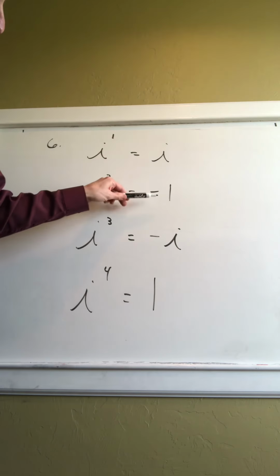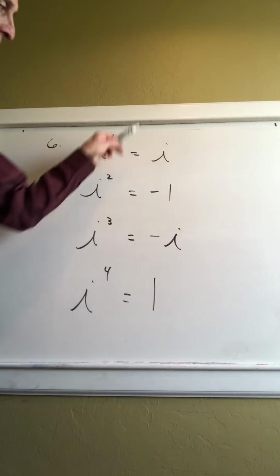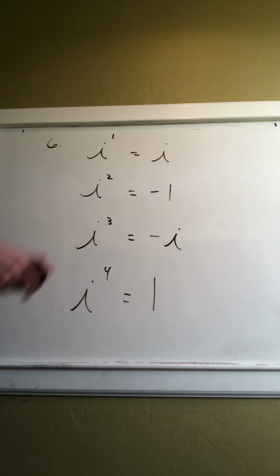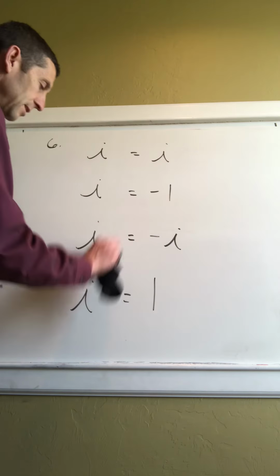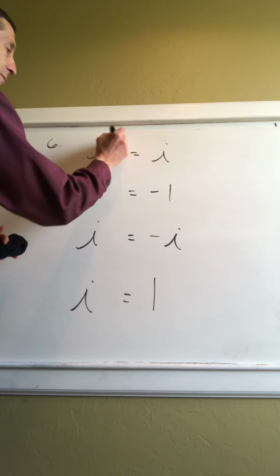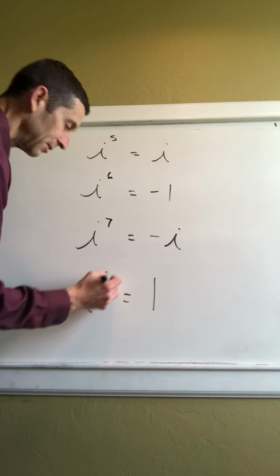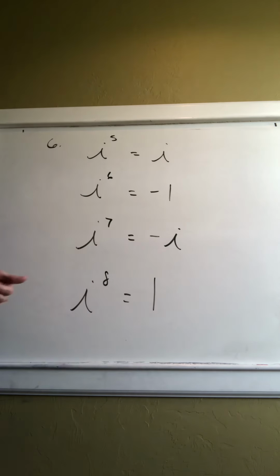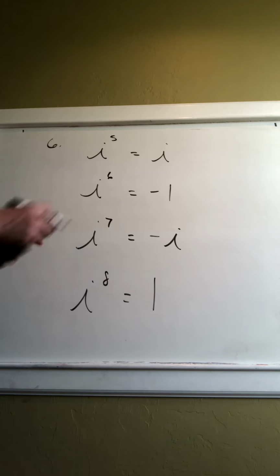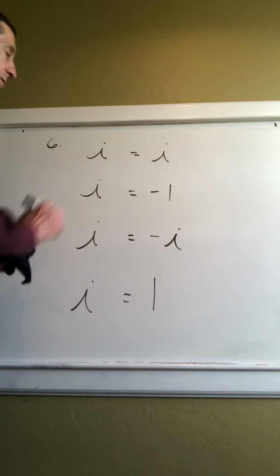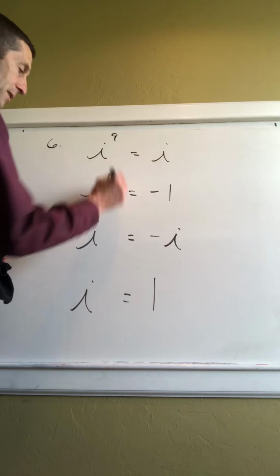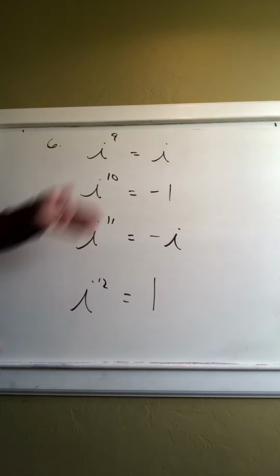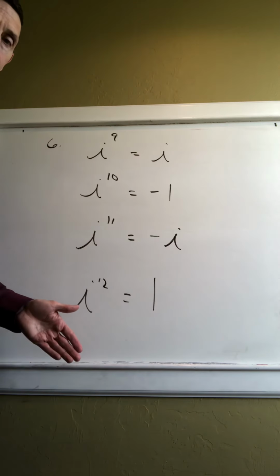Now what's weird about your i values and this pattern right here is that it just repeats. So i, negative 1, negative i, 1 keeps repeating as you go on up the ladder. So you could have i to the fifth, i to the sixth, i to the seventh, i to the eighth. This just keeps repeating. So i to the eighth is positive 1. i to the sixth is negative 1. You could keep going: i to the ninth, 10th, 11th, 12th.